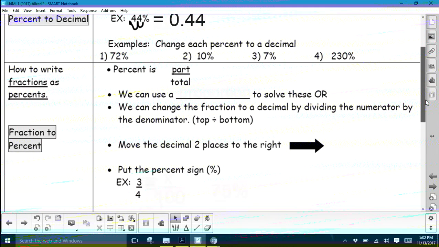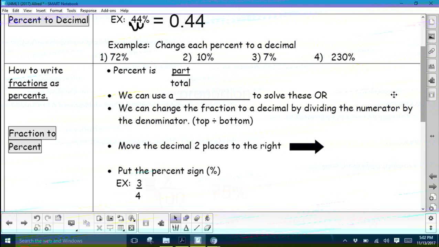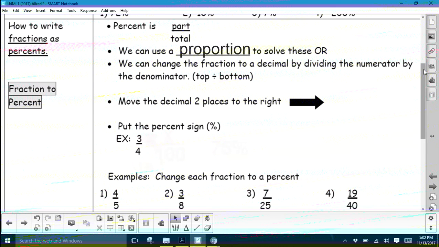Okay, to write fractions as percents, a percent is a part of a total, like I said. So we can use a proportion to solve these, okay, just like we had before. So if I had 3/4, I know all percents are out of 100. So I'm going to write it as a proportion. 3/4 equals x over 100.